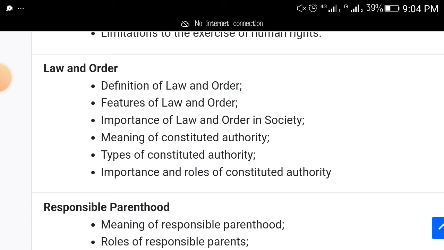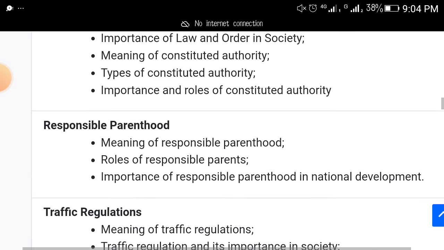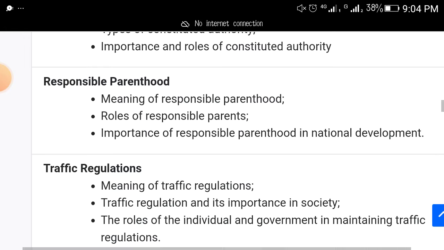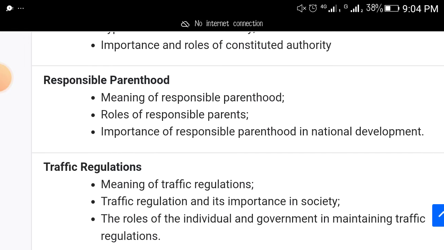Another topic is law and order. Definition of law and order, features of law and order, importance of law and order in society, meaning of constituted authority, types of constituted authority. These things I'm saying will come out. Importance and roles of constituted authority. The other topic is responsible parenthood. It will come out, both the meaning, the role of responsible parents, and importance of responsible parenthood in national development.